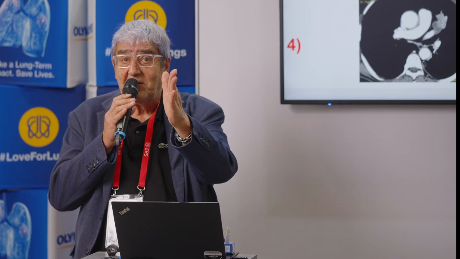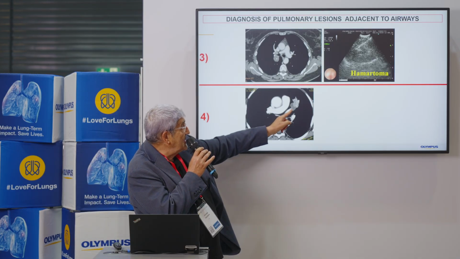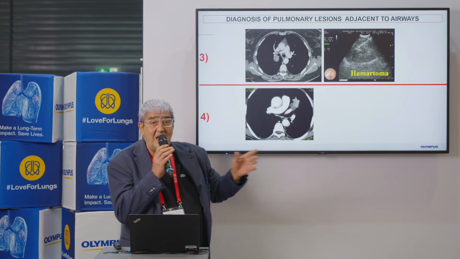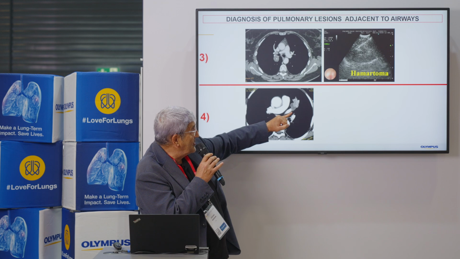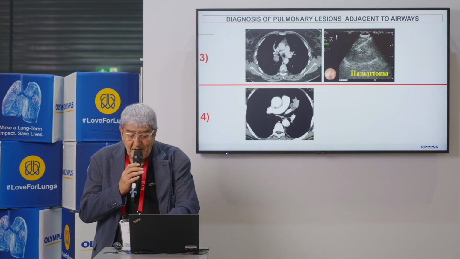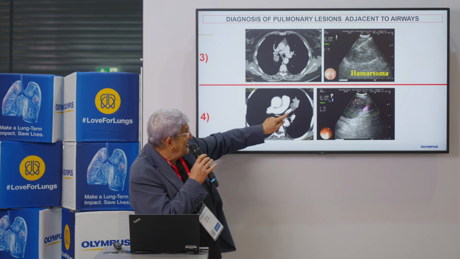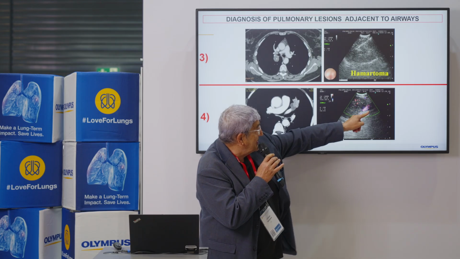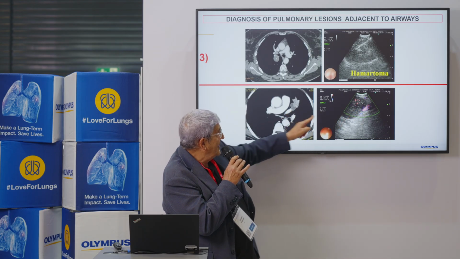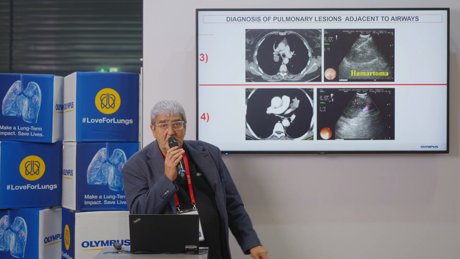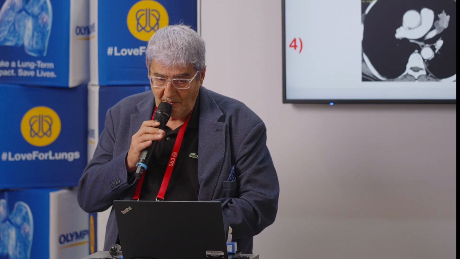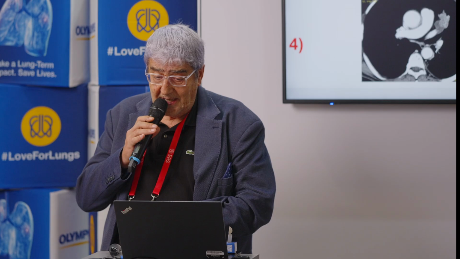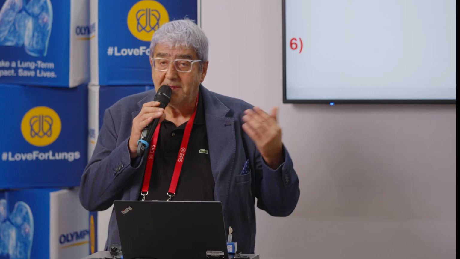More in the periphery. This is a lesion at the orifice of the left upper lobe bronchus. Just put your echo-bronchoscope here, and you can see the pulmonary artery here, and it's very easy to visualize and to sample the lesion. It was an adenocarcinoma, but we can go more peripherally.